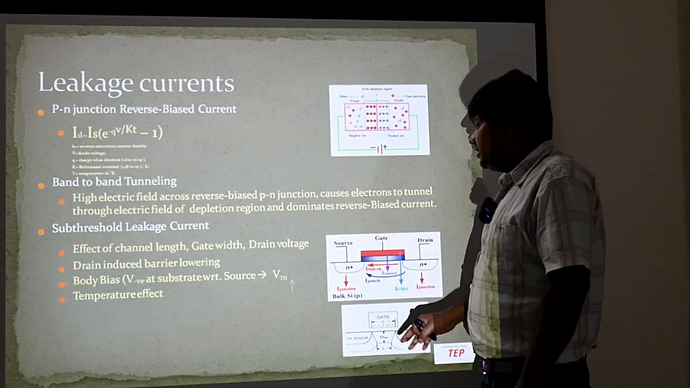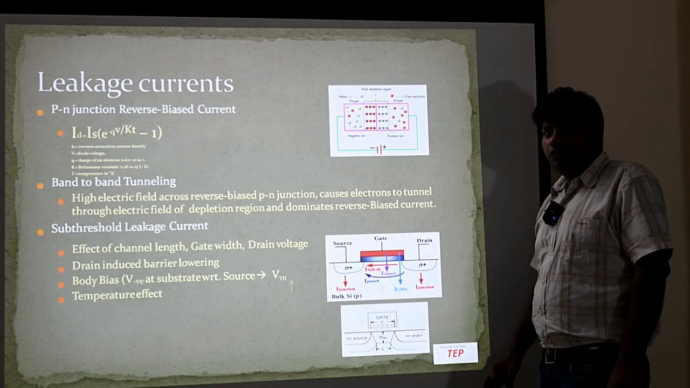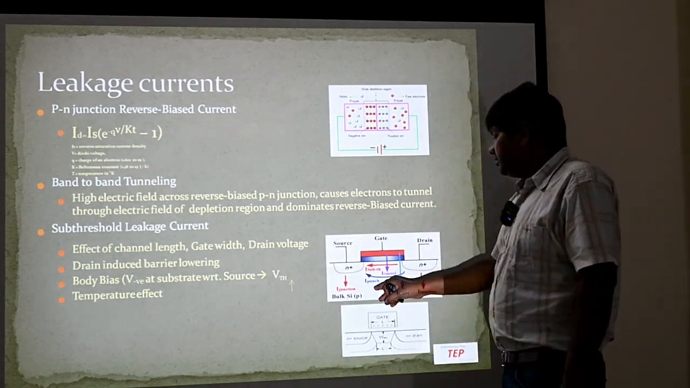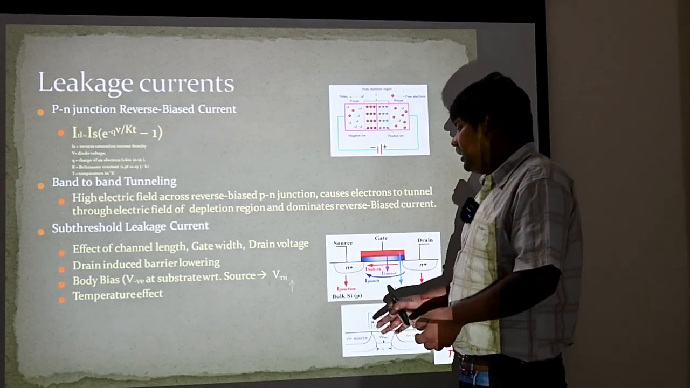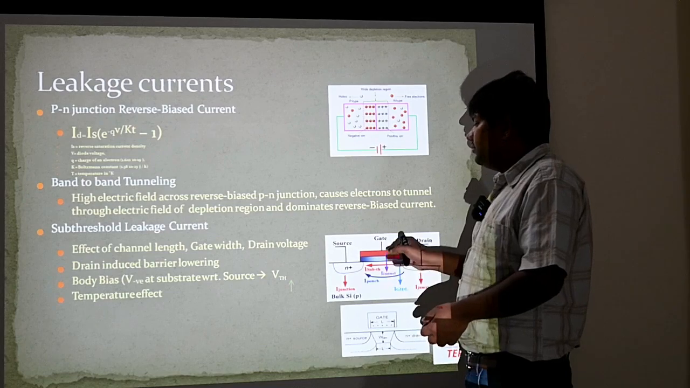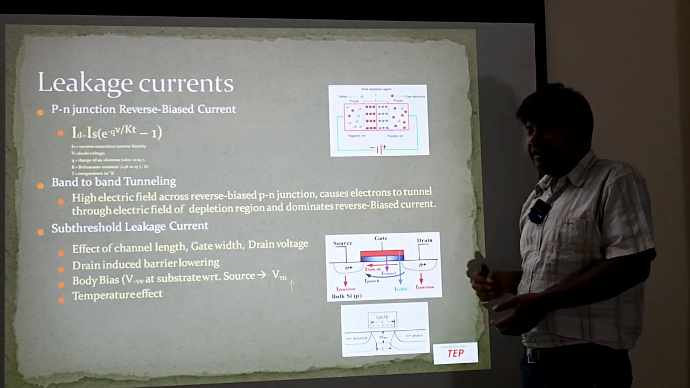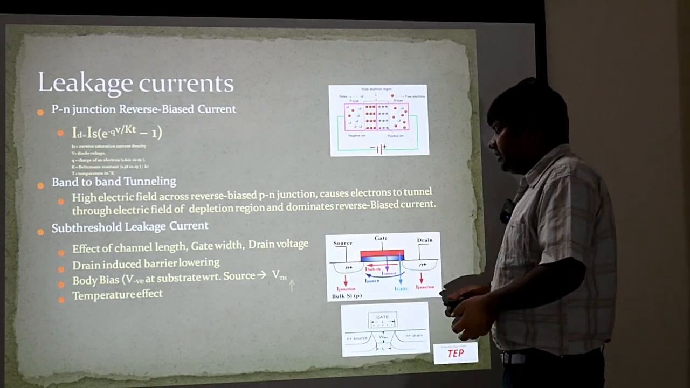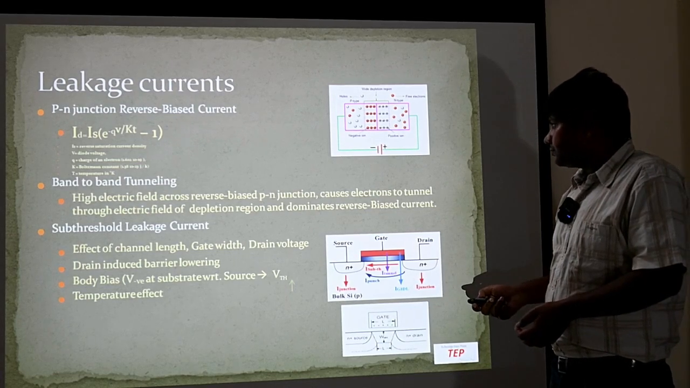And there are some techniques which we will study, on how we control this leakage. One of them is body bias. How we bias the substrate will affect the threshold voltage, and that in effect will change the leakage current. And obviously the temperature effect is there: an exponential rise happens in the leakage currents with temperature.